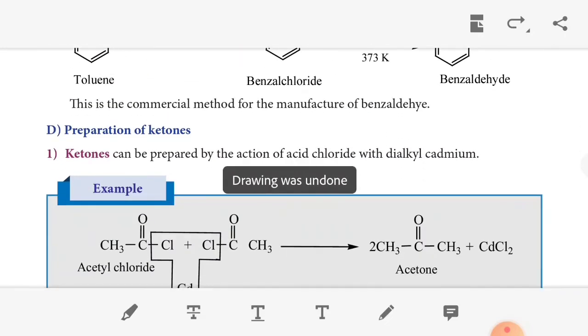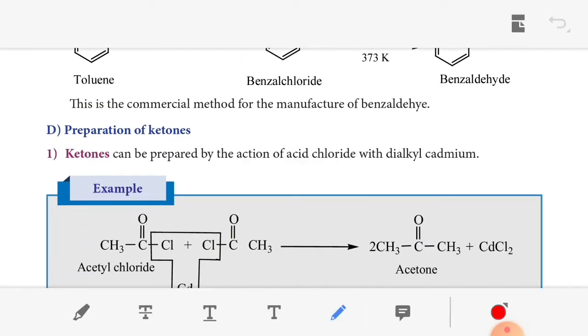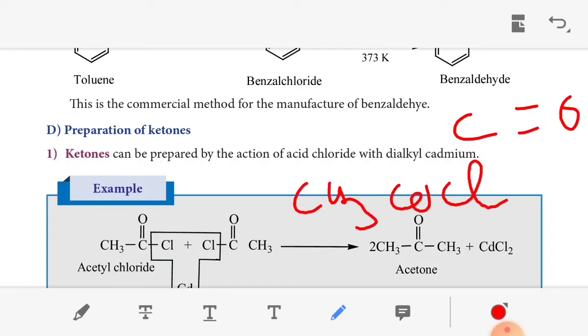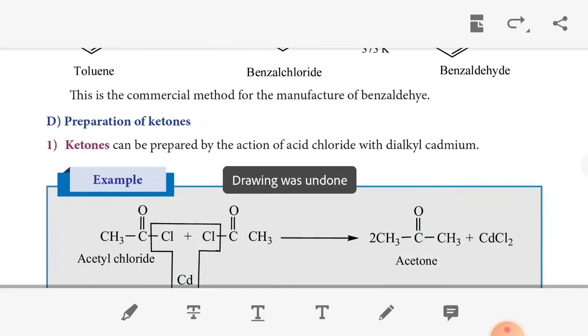Next, the preparation of ketones. The functional group of a ketone is C double bond O. Ketones can be prepared by the action of an acid chloride, that is, acetyl chloride CH3COCl, with dialkyl cadmium. Dialkyl means CH3 twice, so (CH3)2Cd. So acetyl chloride reacts with dialkyl cadmium and we get the compound acetone.